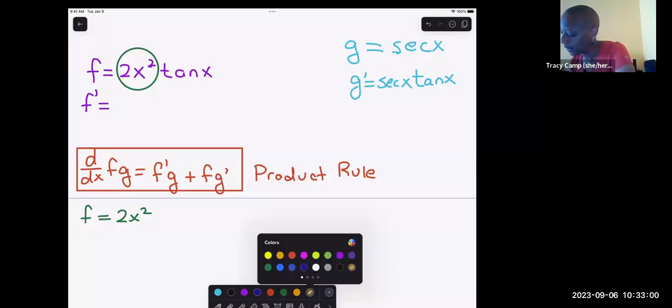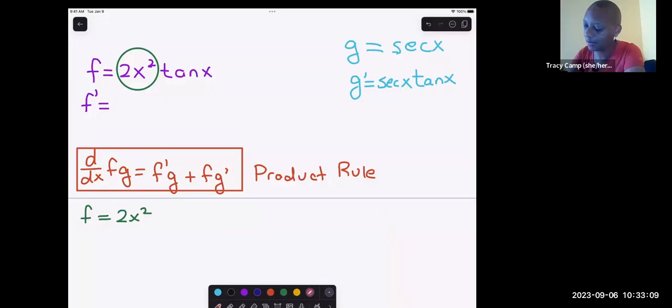What's a fun color? Let's use, I kind of like this color. I don't know how you would describe it, but I like it.